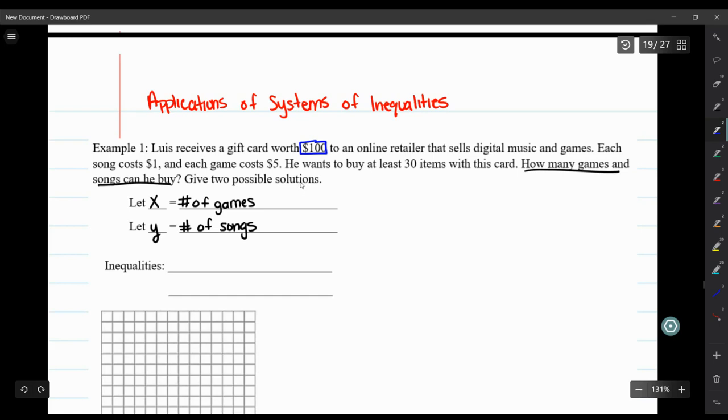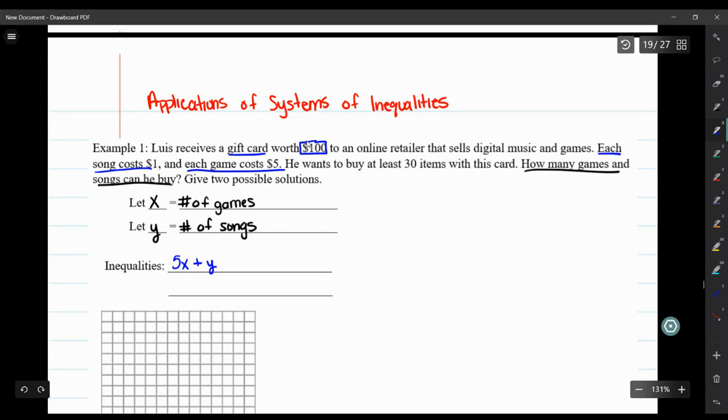So I need value. I know that each song costs $1 and each game costs $5. So if I take 5 times the number of games, I'm going to get the total cost of my games, plus 1 times the number of songs, so that's really just y. That will give me my $100, but this is not an equal sign, this is going to be an inequality, because I don't have to spend all $100.